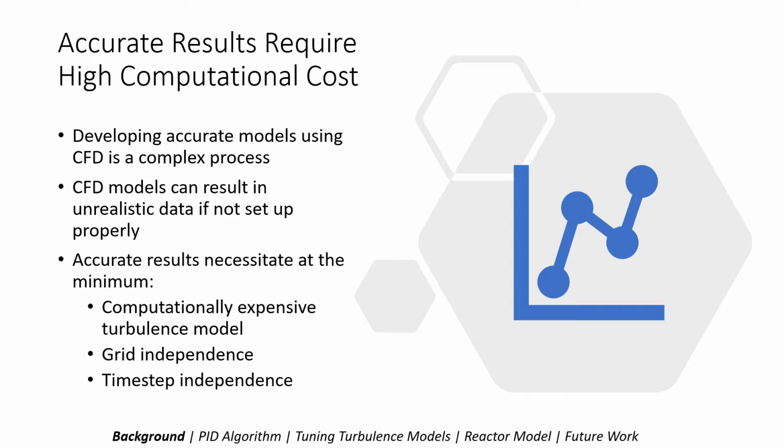To be able to develop an accurate model, you need, at minimum, a computationally expensive turbulence model to capture all of the flow characteristics. You must reach grid independence, that way the mesh is not interfering with your results. And if you're running a transient study, you must find time step independence so that you're finding accurate results within a given time step of the flow.